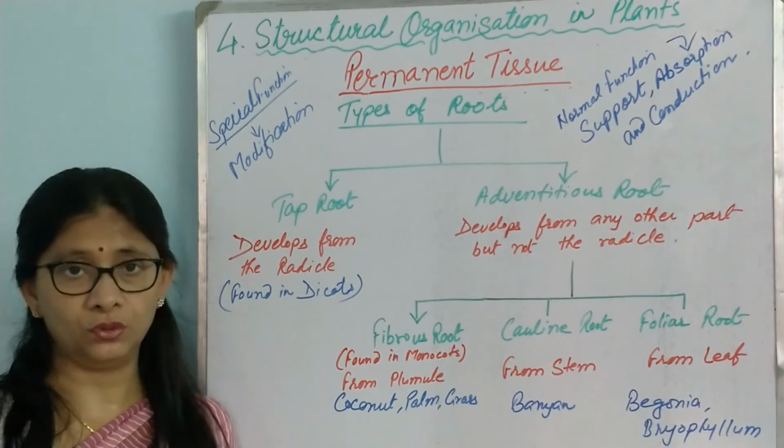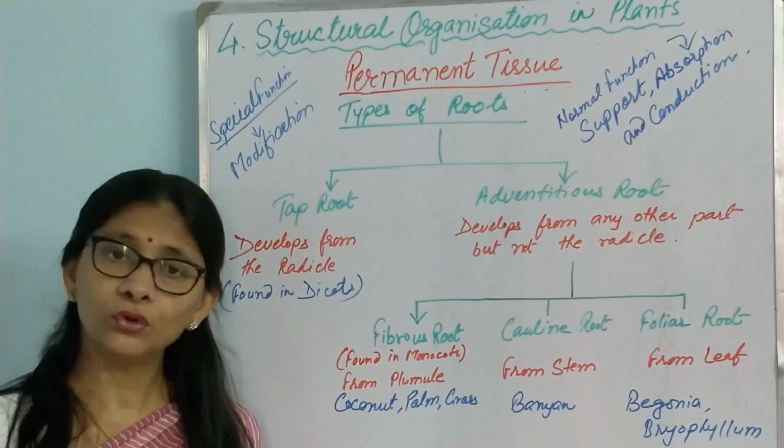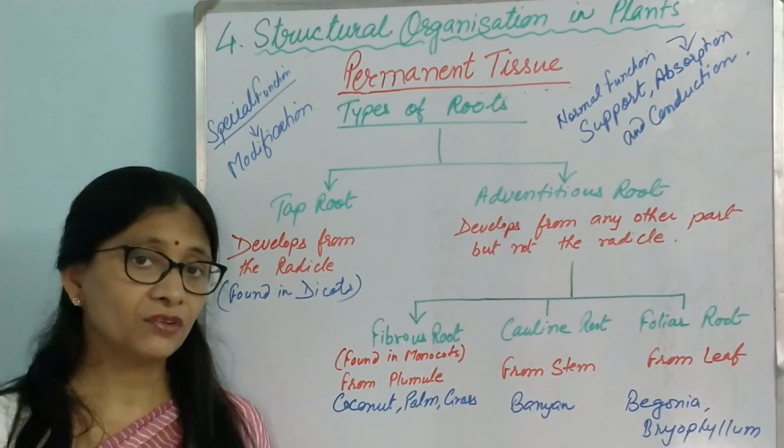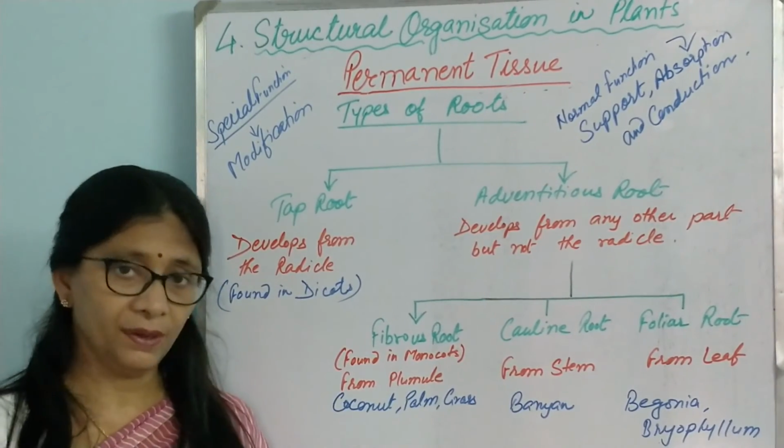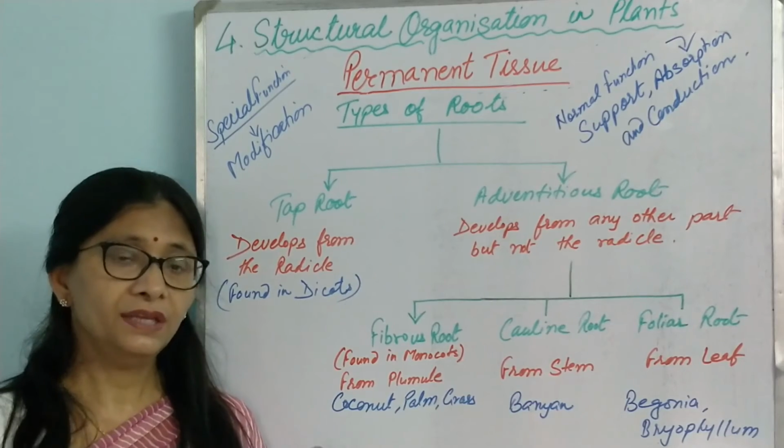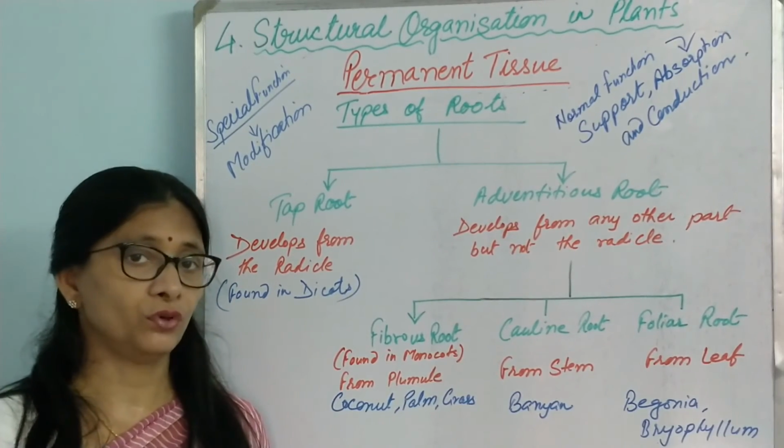Now, let us talk about the function of the root. What is the function of the root? The normal function of the root is support to the plant, and absorption and conduction of water and minerals. These are the two main important functions of the root.